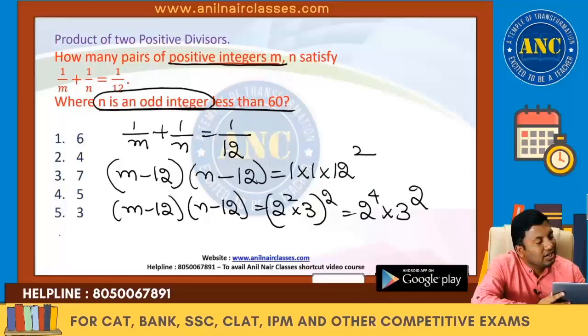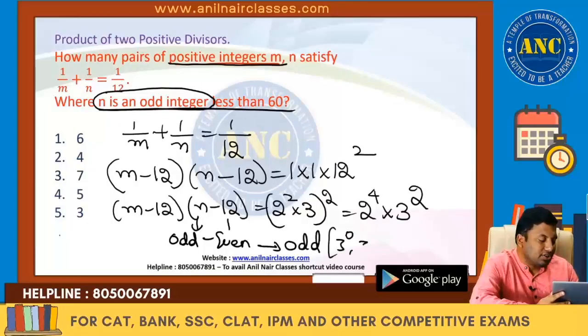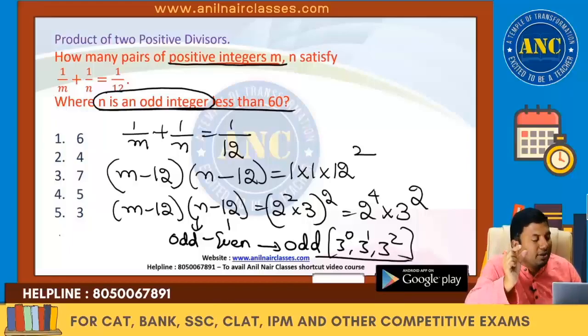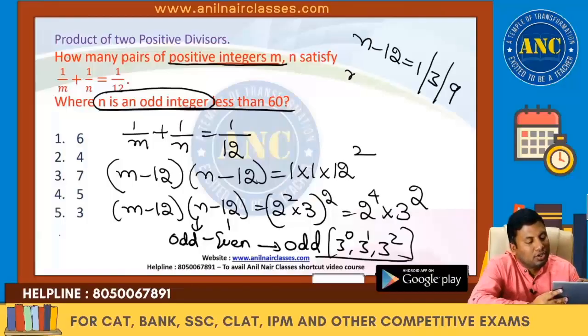But there is a condition. n is an odd number. 12 is an even number. Odd minus even is an odd number. What are the odd factors of this number? 3 power 0, 3 power 1, 3 power 2. These are the 3 odd factors. I cannot take 2 power 4, because he gave a condition that n is an odd number. n minus 12 can take either 3 power 0 or 3 power 1 or 3 power 2. So n will become 13, 15 and 21.